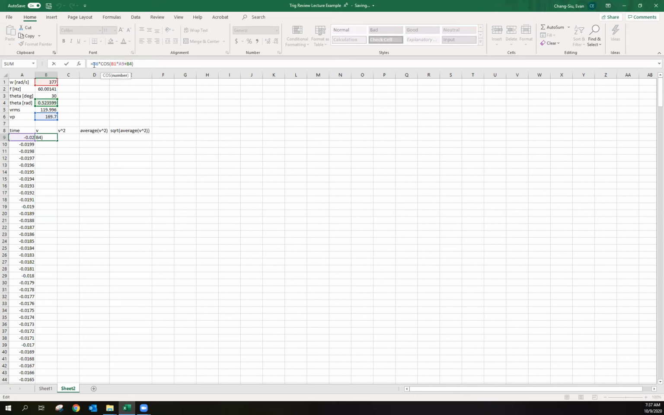Now here's what I also have to do. I don't want these to propagate, so I have to put dollar signs there. I don't want this one to propagate. I do want time to propagate, but I don't want the phase to propagate. I want those just to stay constant.